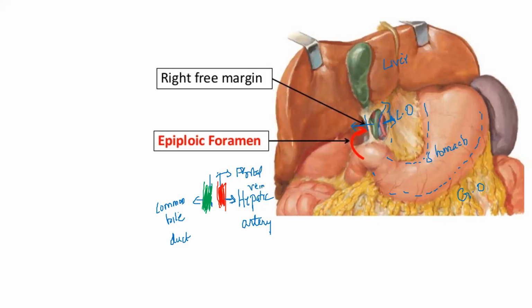Okay, so the epiploic foramen is bounded anteriorly by the right free margin of lesser omentum that has the hepatic artery, the common bile duct, and the portal vein. The posterior boundary will be formed by the inferior vena cava. Okay, so this is an important relation that you should definitely know.